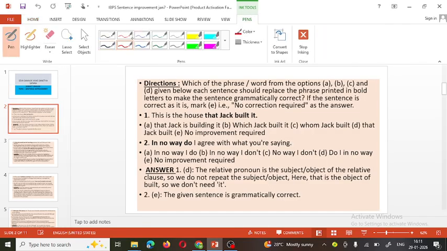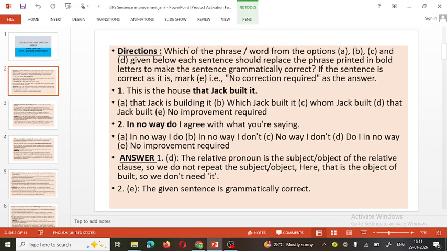Here on the screen, you are able to see the question. Which of the phrase or word from the options A, B, C, D given below each sentence should replace the phrase printed in bold letters to make the sentence grammatically correct? If the sentence is correct as it is, then mark E, which means answer E will be correct, that is, if no correction is required. Now let's see the first example.